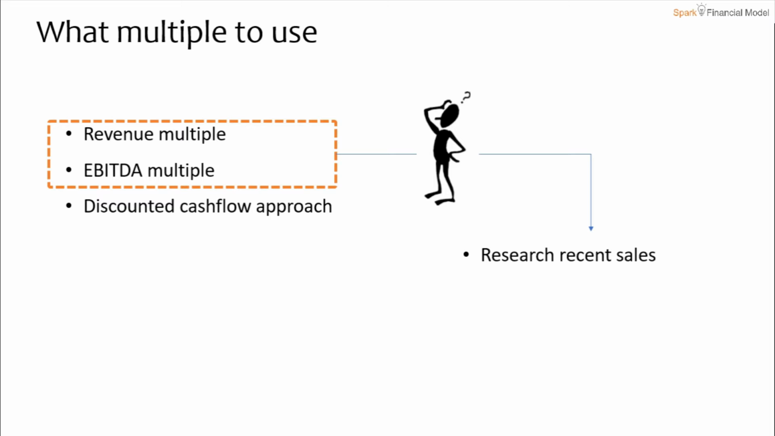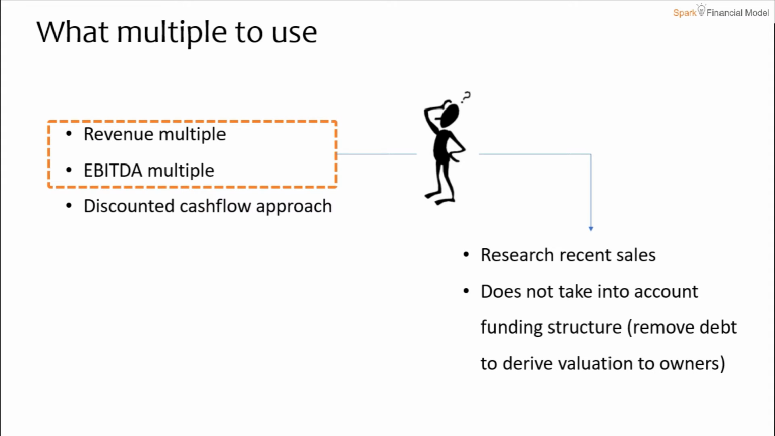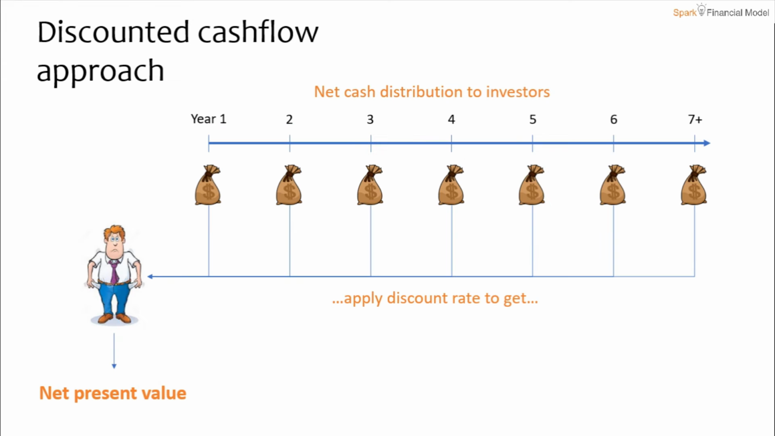One other thing to note is because these multiples do not take into account the funding structure of your business, the value they produce is the total valuation for both debt and equity. So to strip out the value for owners, you'll need to subtract your total debt outstanding as well as add back the cash reserves. Let's move on to the discounted cash flow approach.